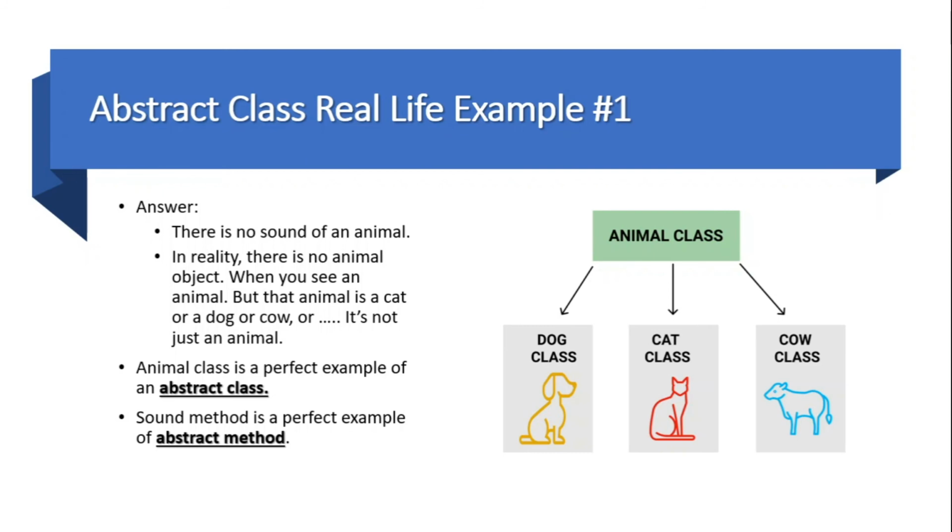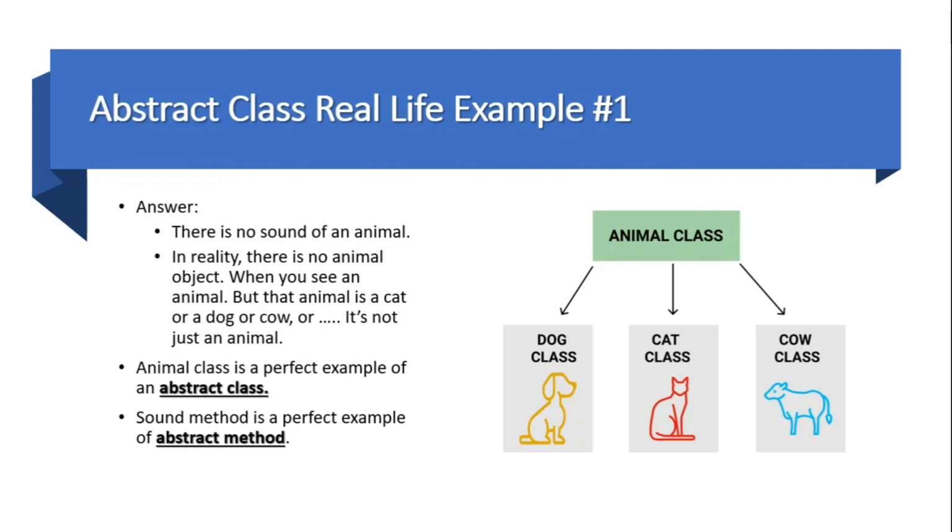You can characterize it as a dog. And there are a lot of features that make a dog a dog. Same thing for the cat, same thing for the cow. But when it comes to the animal, you cannot have an object just by itself and call it an animal. And this is an example of what we mean and why we need abstract classes. And the sound method that I just asked you about is another example of what we call abstract methods.